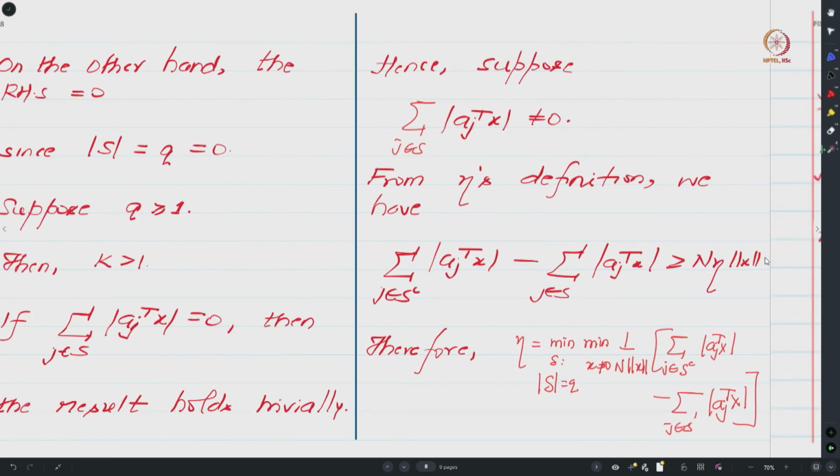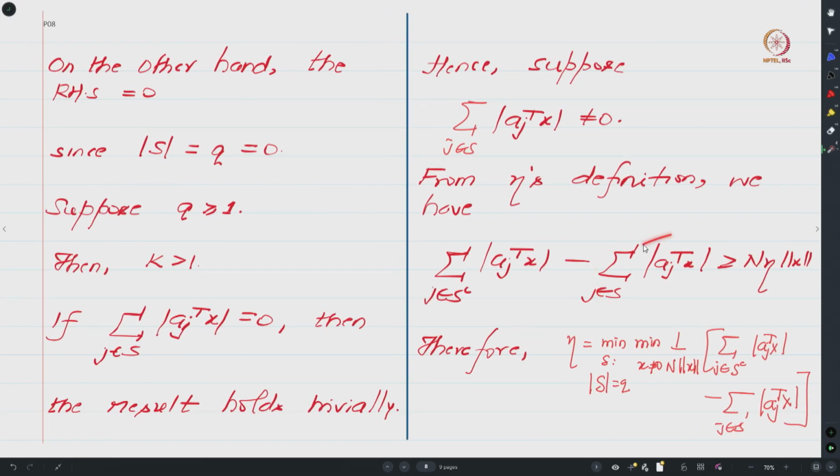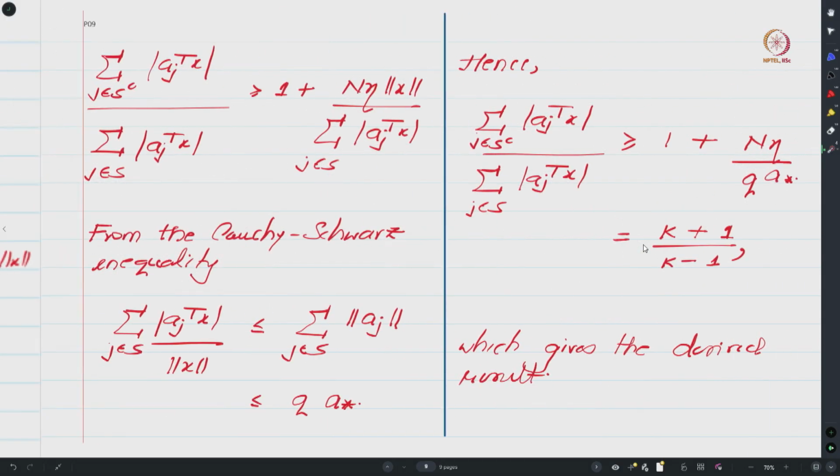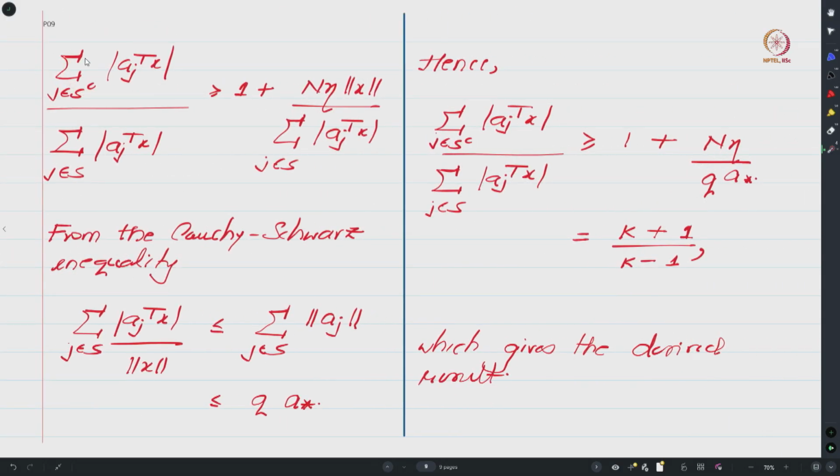So now if I take this quantity that I have and divide on both sides, I hope you agree that I will end up with summation j in S complement absolute value of aj transpose x divided by summation j in S absolute value of aj transpose x is greater than 1 plus whatever n eta norm x is divided by the sum of j in S absolute value of aj transpose x, which is exactly this expression over here, right.